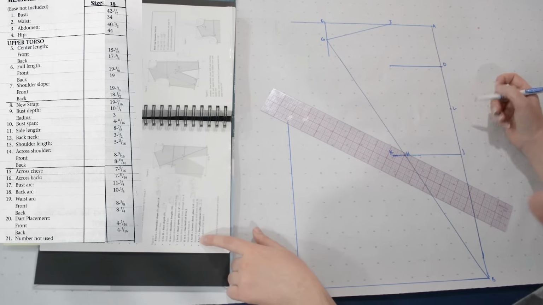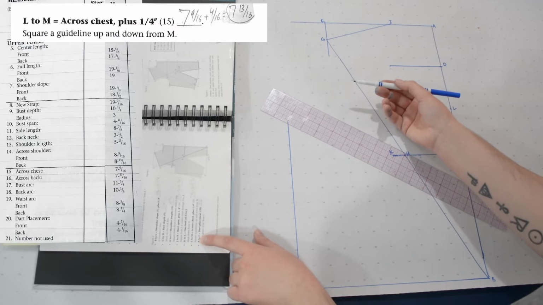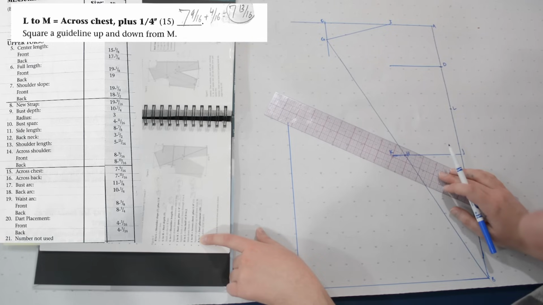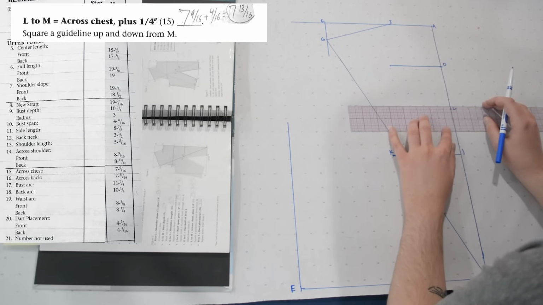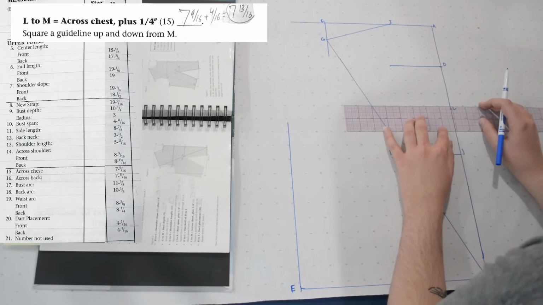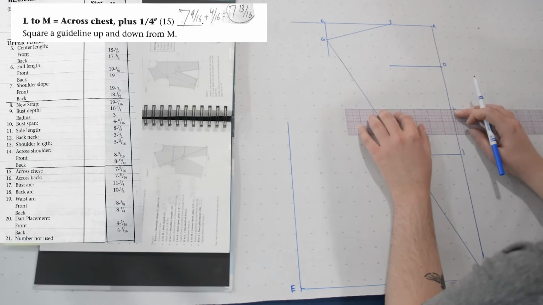And then L to M, we're going to go out this direction again. Across chest plus 1/4 inch, 7 13/16. So let's see, 16, 15, 14, 13/16 is right here, and across.